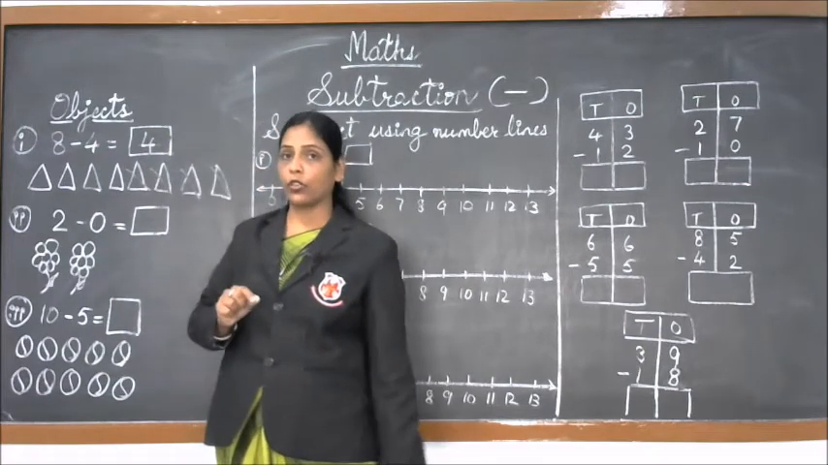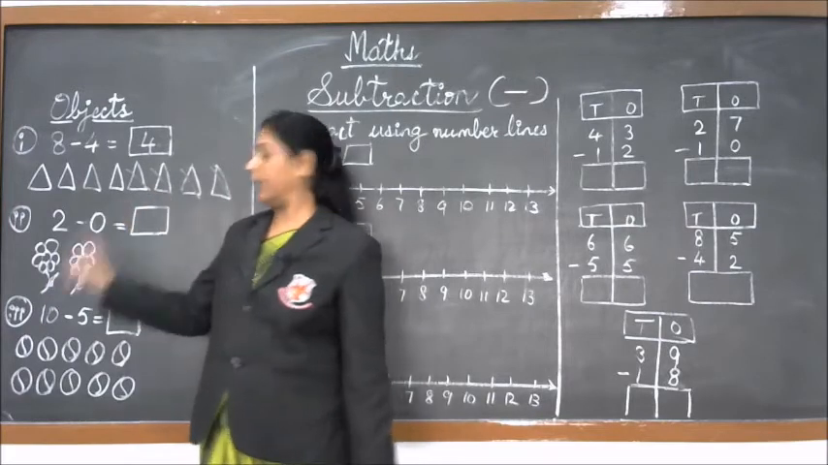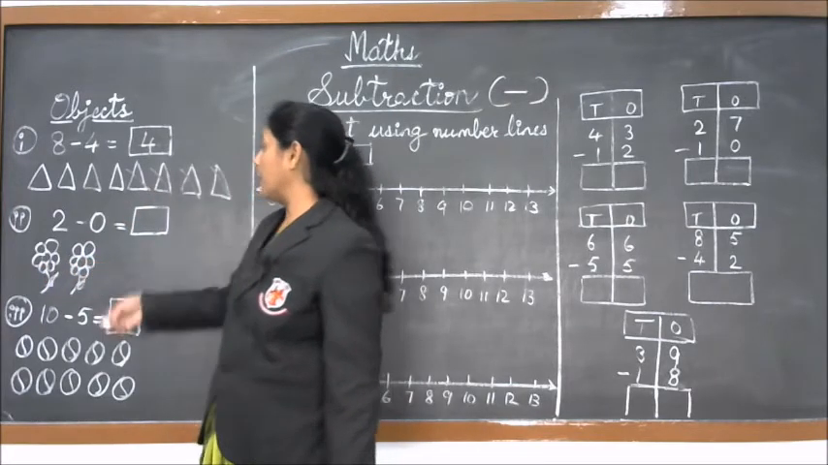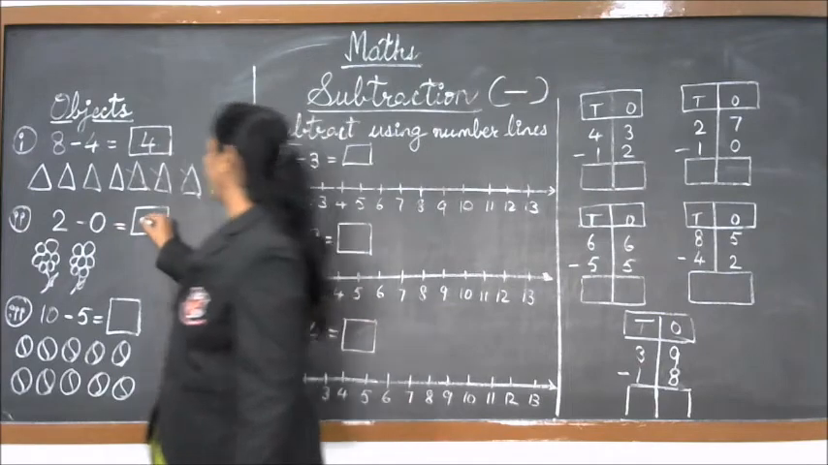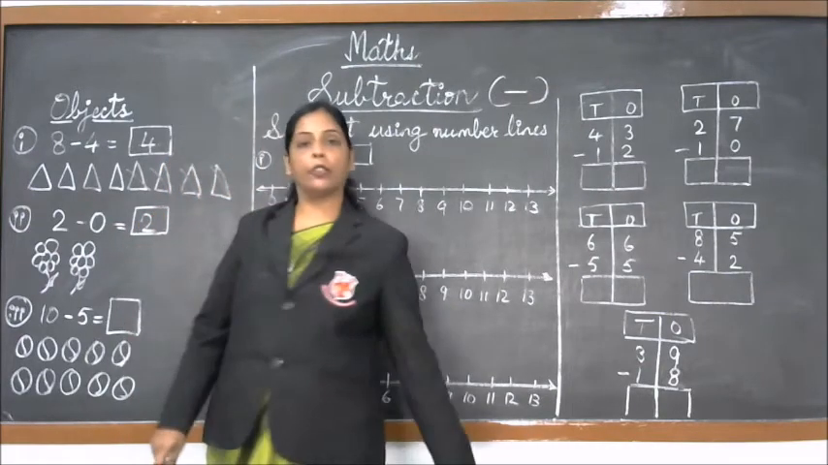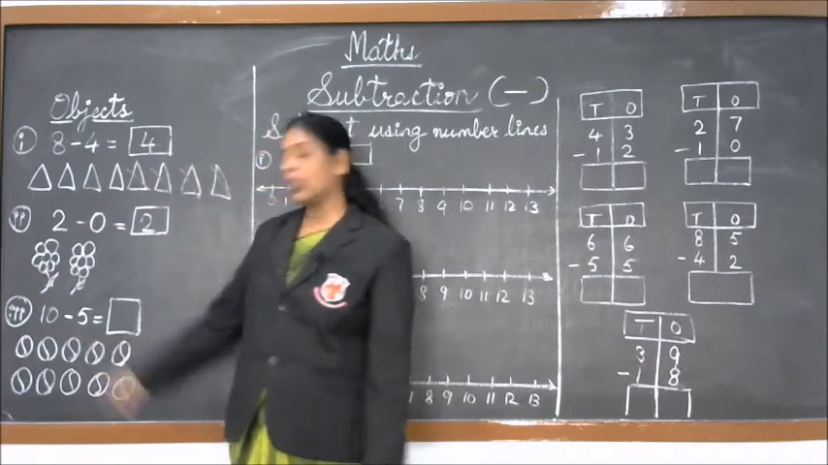So what is the total? If I am not cancelling anything, it will be 1 and 2. So 2 minus 0 will give you the total as 2. Okay? Look at the third object here.